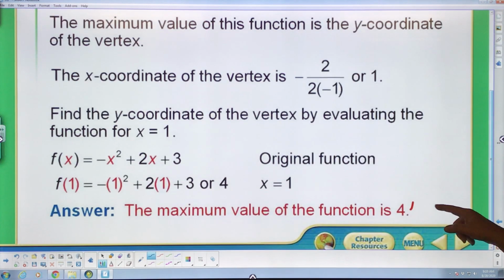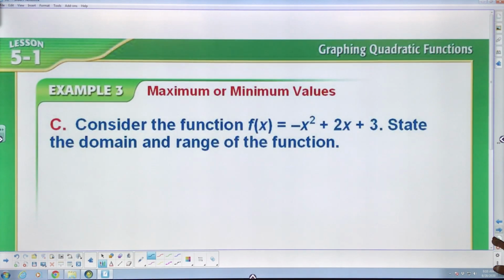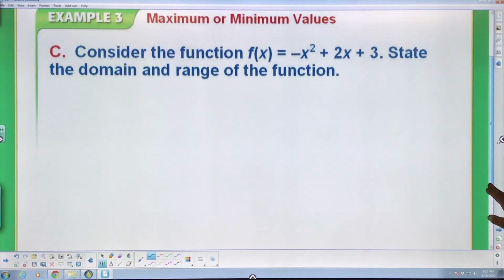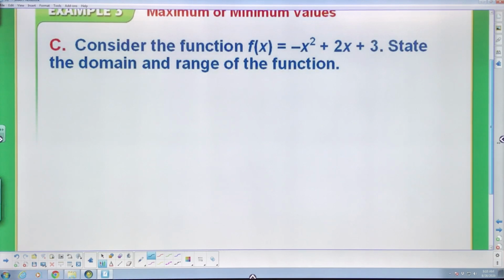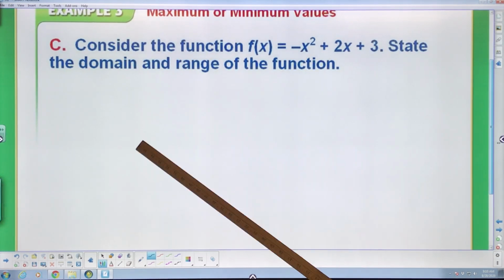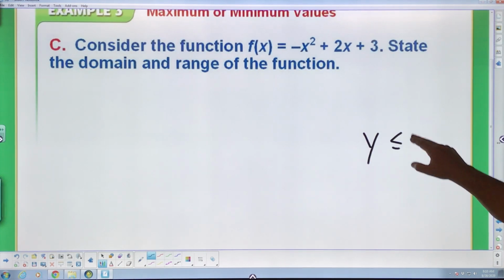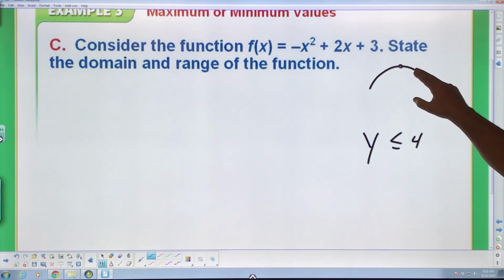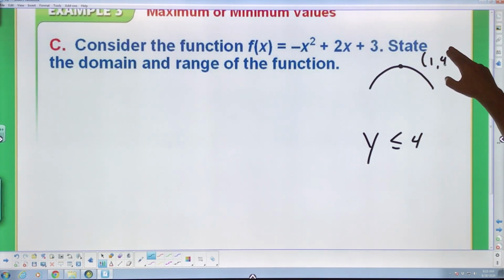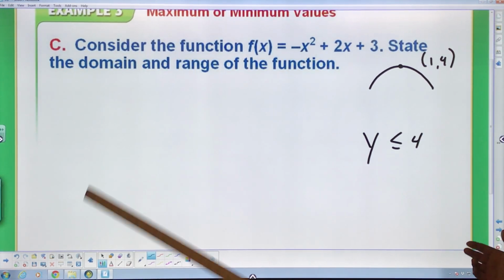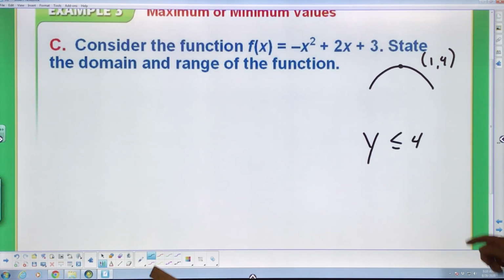So the max value is 4. And there it is. So I got ahead of myself. The domain I already said is all reals. The range I've already said is y is less than or equal to 4, because it was the max value at 1, 4. Our max point at 1, 4. The max value was 4. So that's as high as it can go. So the domain's all reals and the range is limited to this.